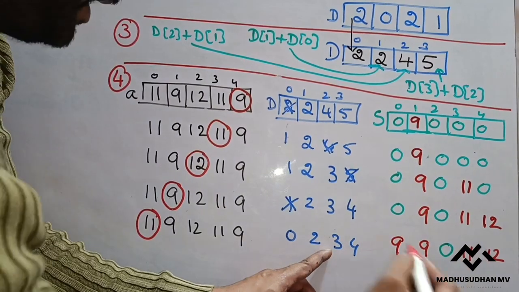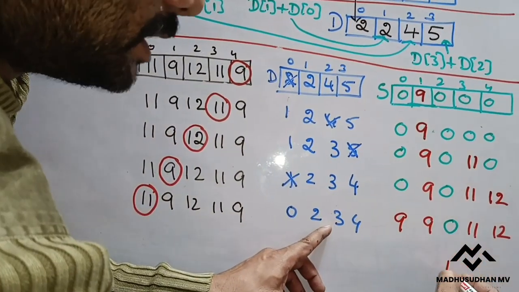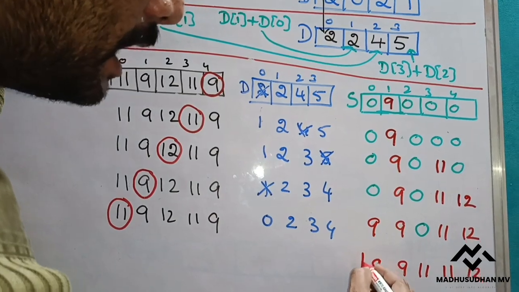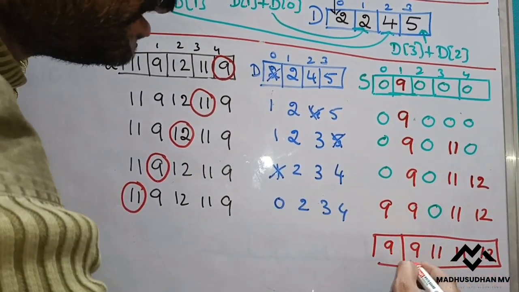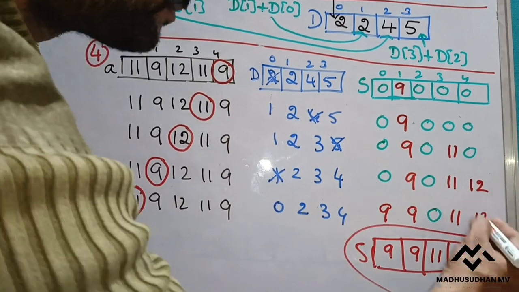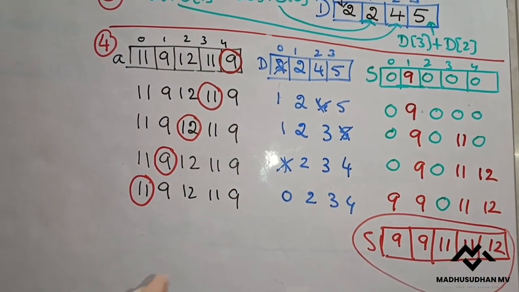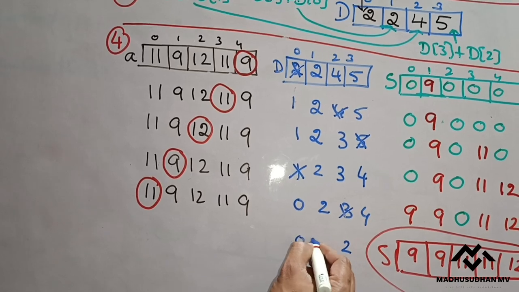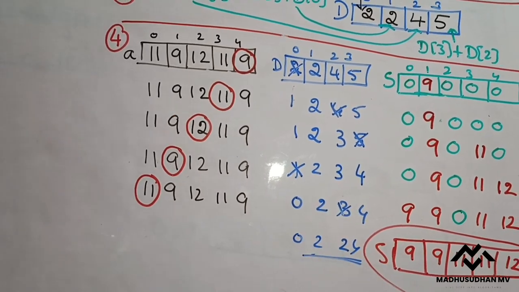In position 2, I'm writing this element 11. So this is my 11. The remaining elements I'm writing as they are. And this is my final sorted array. This is my output. Okay, so now since I have written 11, I have to decrement this. So this becomes 2, 0, 2, 2, 4. This is my distribution value.